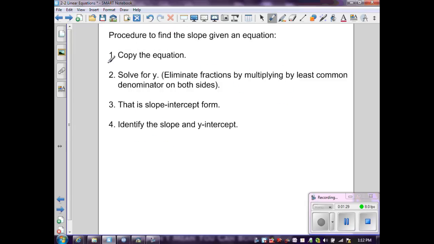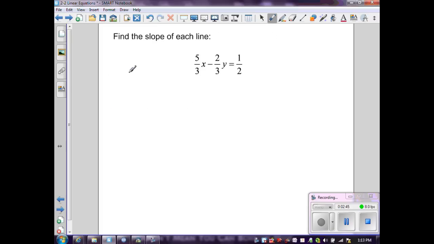Procedure to find the slope given an equation. 1. We want to copy the equation. 2. Solve for y. Eliminate fractions by multiplying by the least common denominator on both sides. 3. That is your slope-intercept form. 4. Identify the slope and y-intercept. Let's look at an example.